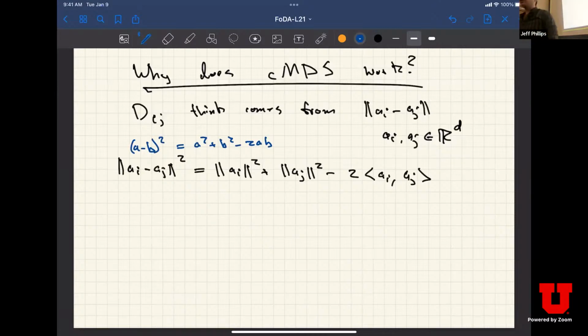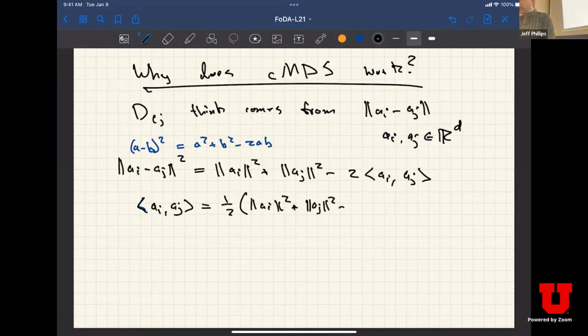So this is pretty cool that this works, right? And in fact, what I want to look at is a_i a_j, this inner product, these dot products. Always look for dot products. Dot products are your friends. And I can just use algebra to write the norm of a_i squared plus the norm of a_j squared minus the norm of a_i minus a_j squared. So I can write the inner product in this way.